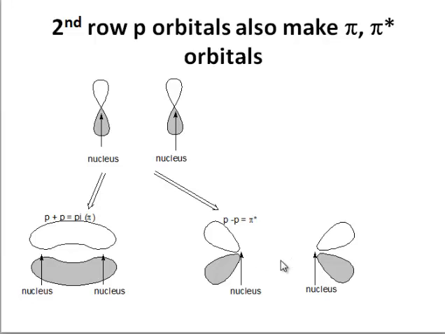the electrons are nowhere near between the two atoms. Whereas here they're at least above and below the two atoms. So pi orbitals are stabilizing, and pi anti-bonding orbitals are not stable.